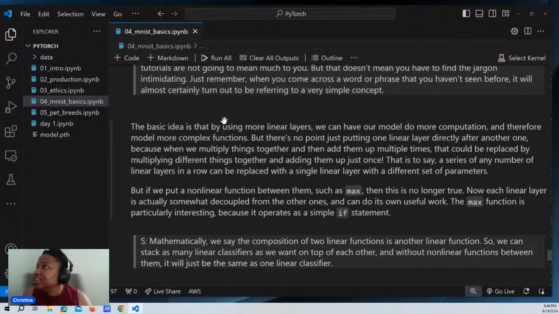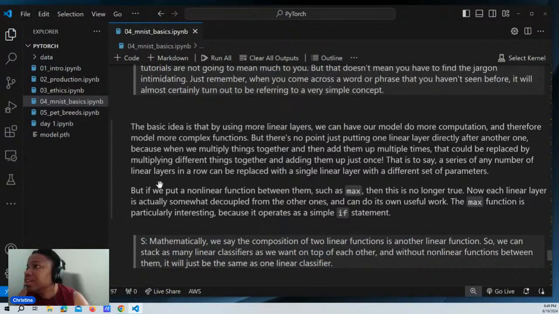So the basic idea is that by using more linear layers, we can have our model do more computation, and therefore model more complex functions. But there's no point just putting one linear layer directly after another, because when we multiply things together and add them up multiple times, that could be replaced by multiplying different things together and adding them up just once. That is to say, a series of any number of linear layers in a row can be replaced with a single layer with a different set of parameters. But if we put a nonlinear function between them like max, then that's no longer true.